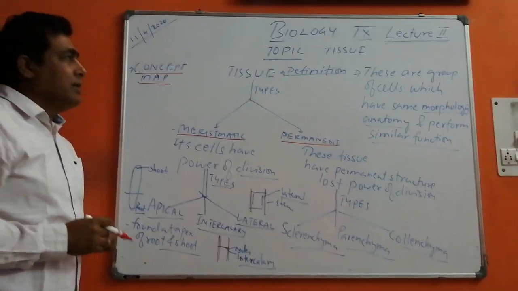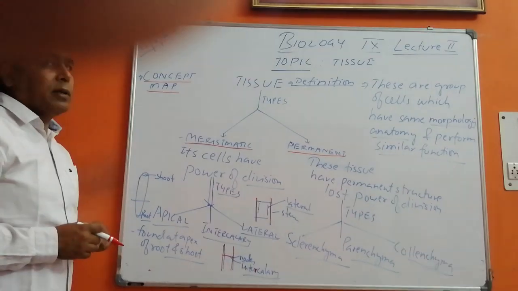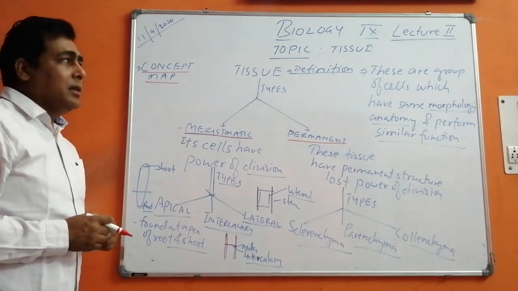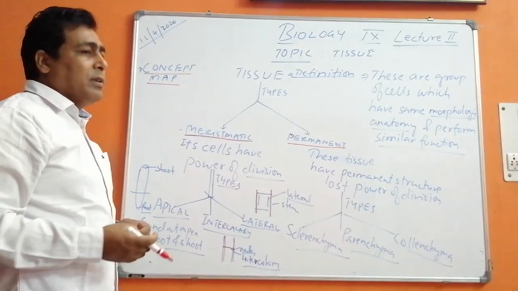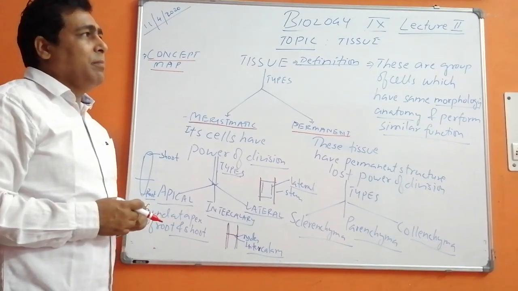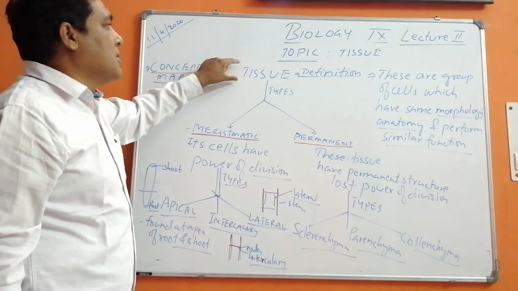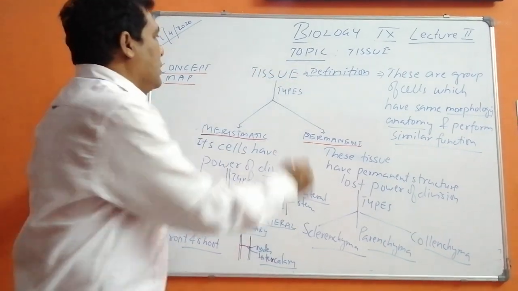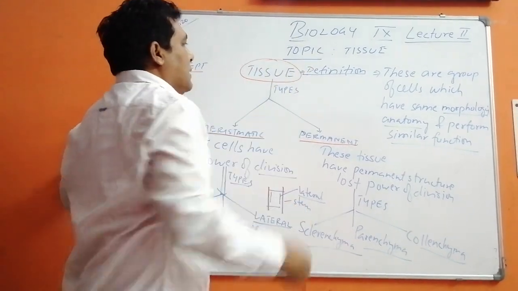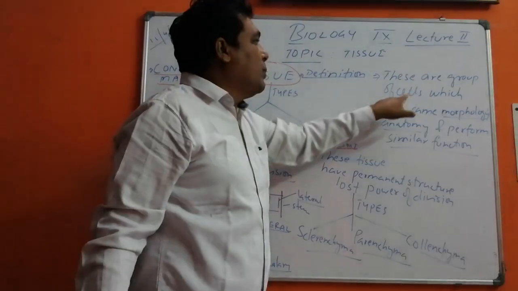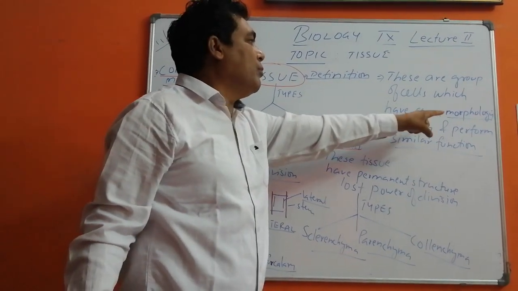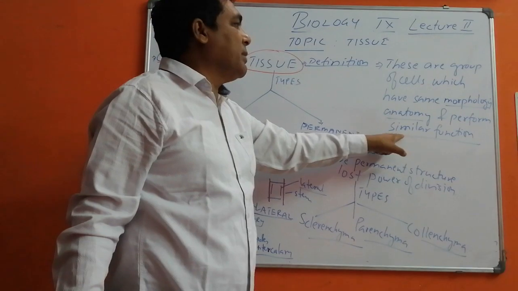So let us start. Children, tissue is a very important part of an organism and they perform all the functions of our body and they help in living. Now coming to the tissue, first of all we are going to come to the definition part. These are a group of cells which have the same morphology, anatomy and perform similar function.